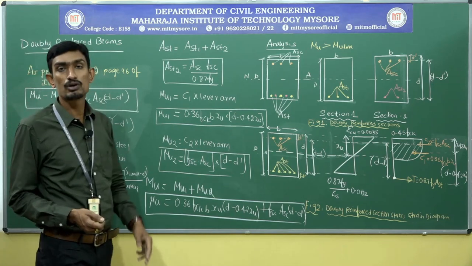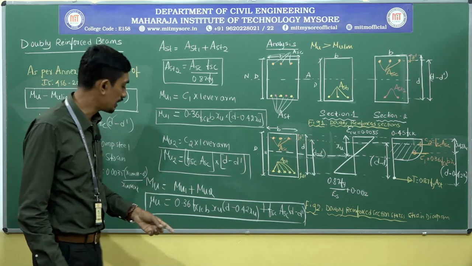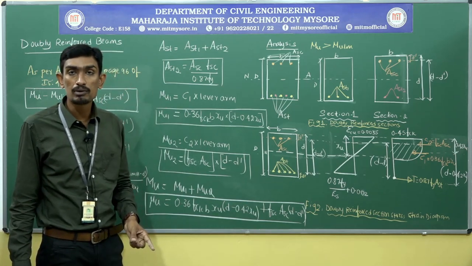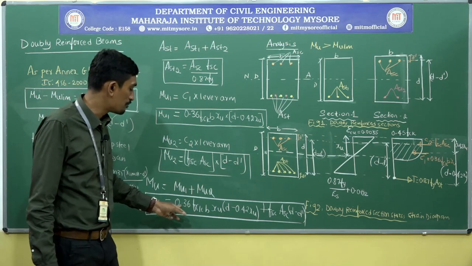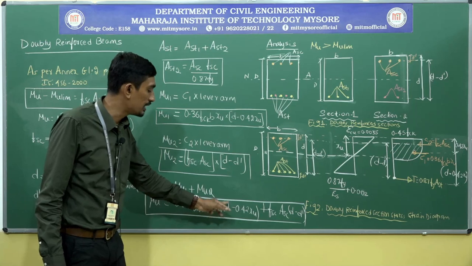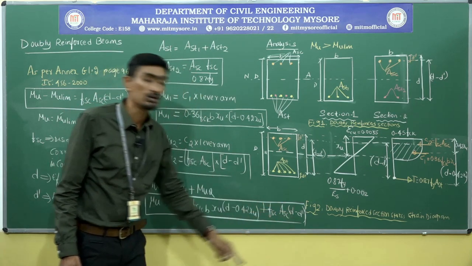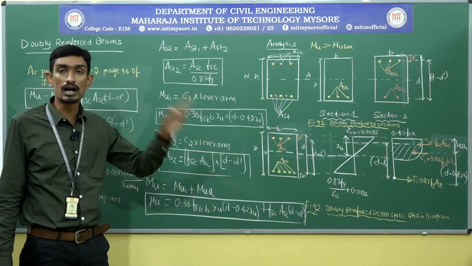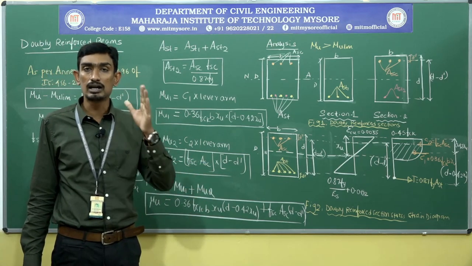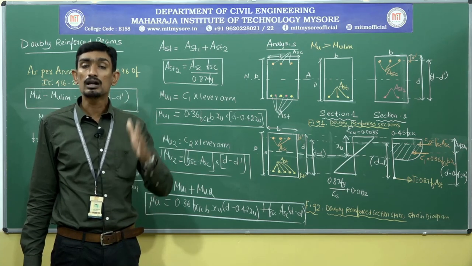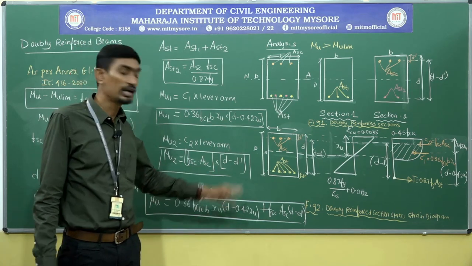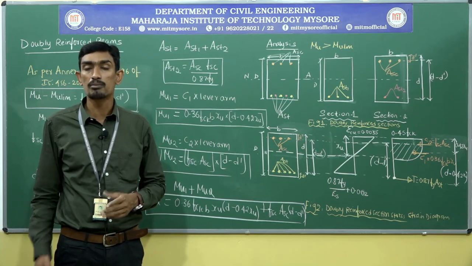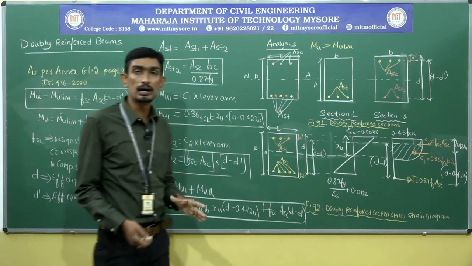If you come across an over reinforced or a balanced section, then you need to replace this Xu by Xu max. Then the formula will be 0.36 fck b into Xu max multiplied by d minus 0.42 Xu max plus FSC into ASC into d minus d dash. This is a very, very important note you need to remember. This formula holds good for an under reinforced section. If you come across an over reinforced section or a balanced section, then this Xu needs to be replaced by Xu max. Once again I will stress this while doing a problem also. So this is regarding a doubly reinforced section.